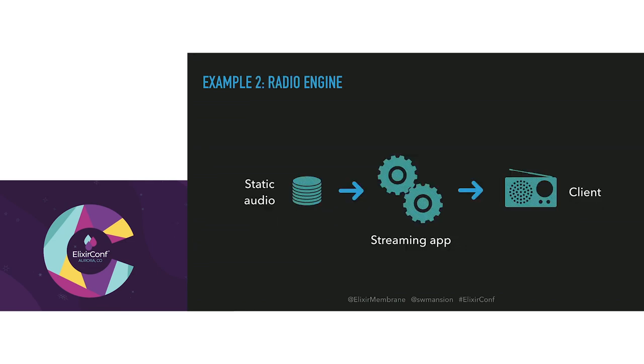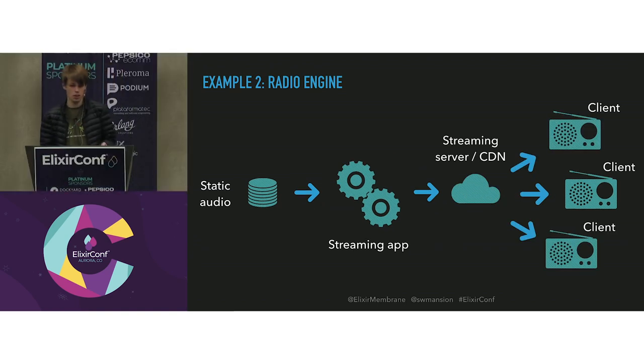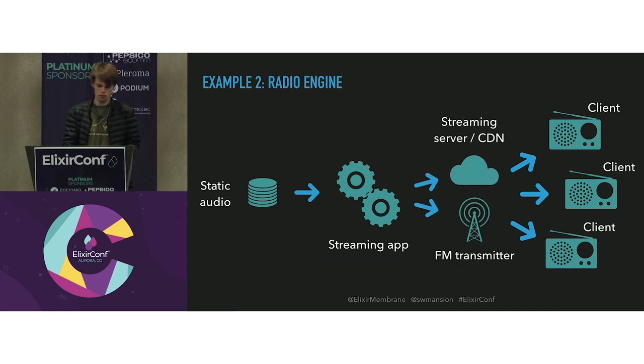Another example will be a bit more complex. Let's say we are creating a radio engine. The simplest radio engine possible, I think, is one where we have some static audio stored in some storage, and we have a client, and we need to stream this audio from the storage to the client according to some lineup. But it's a rare case that you have one client. You usually have more clients, so you'll probably need some streaming server, or even a CDN or an FM antenna, that will transmit this to multiple clients.